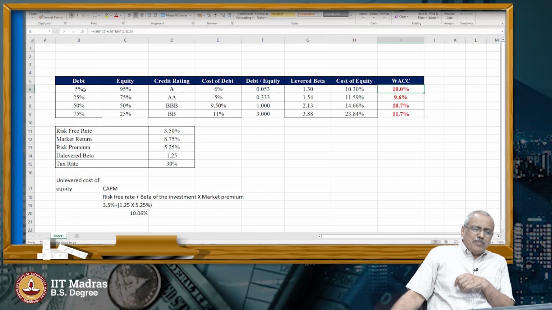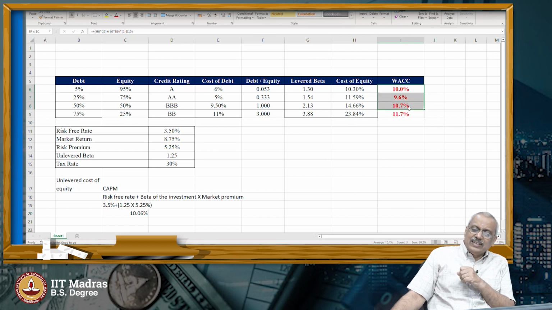With 5% debt in the capital structure, my WACC is 10%. The moment I have 25% debt in the capital structure, it comes down to 9.6. But the moment I have 50%, it goes up to 10.7. And then the moment I have 75%, it goes up further.